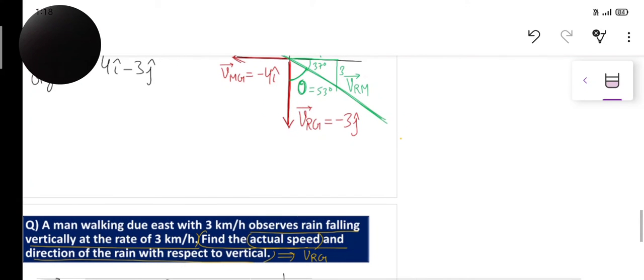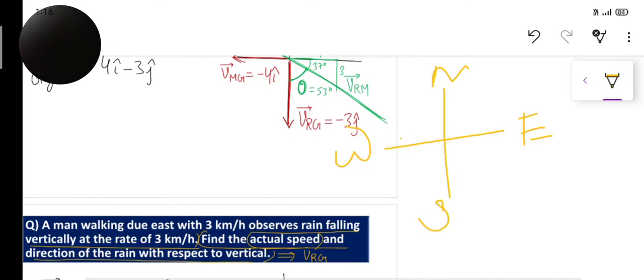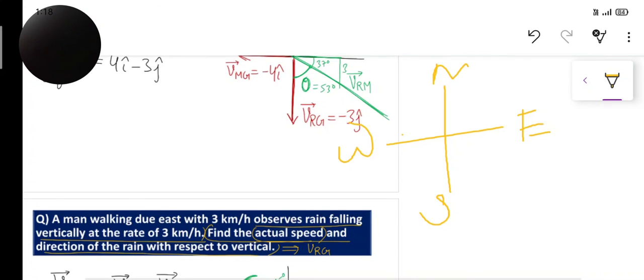Now next question. A man is walking. For this you have to know how to make this one east. Always this one east, always this one west, always this one north, always this one south. So a man is walking due east at 3 km per hour and observes rain falling vertically. This is the rain falling, and it is also 3. Find the actual speed and the direction of the rain with respect to the vertical.